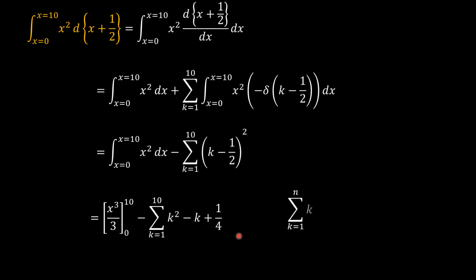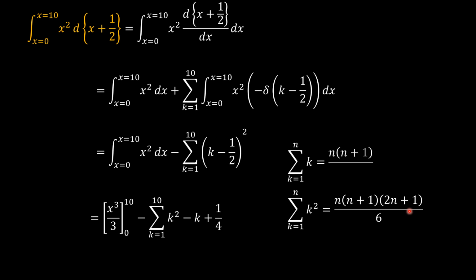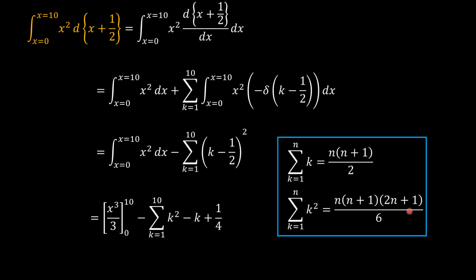And since we have this simple summation from k equal to 1 to 10, so this is from k equal to 1 to n, k squared is, when you sum it, it comes to n times n plus 1 times 2n plus 1 over 6. And then k is simply n times n plus 1 over 2. So using this, we're going to be able to solve for this summation.